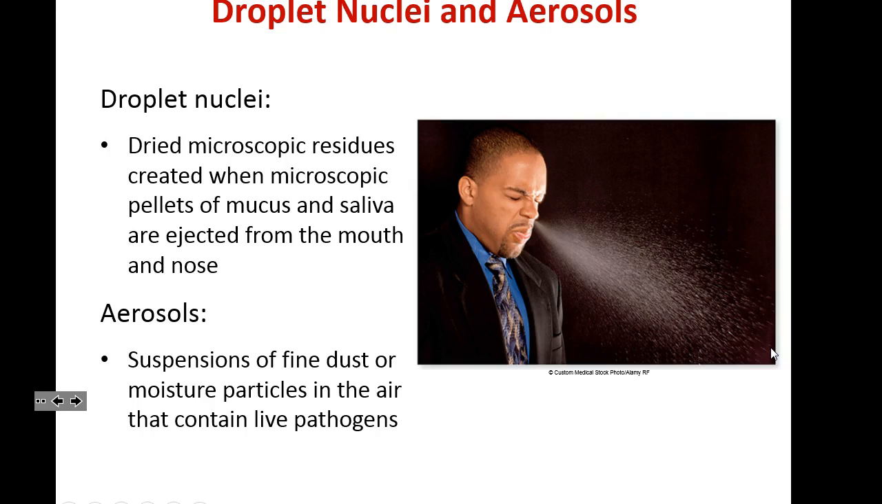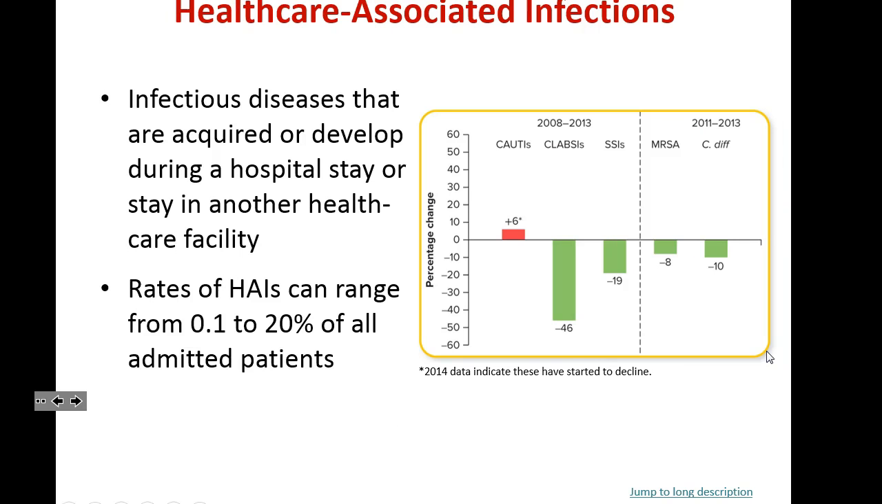That must have been a harsh sneeze, because generally you sneeze out of your mouth. This stuff is coming out of this man's nose. Droplet nuclei are dried microscopic residues created when microscopic pellets of mucus and saliva are ejected from the mouth and nose. Aerosols are suspensions of fine dust or moisture particles in the air that contain live pathogens.